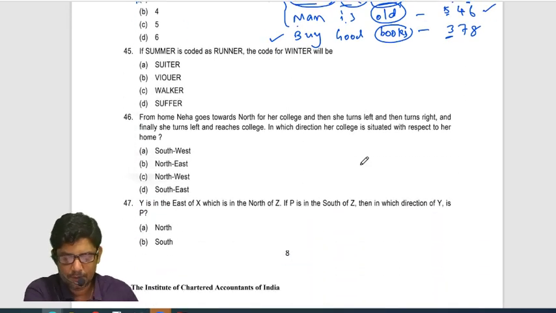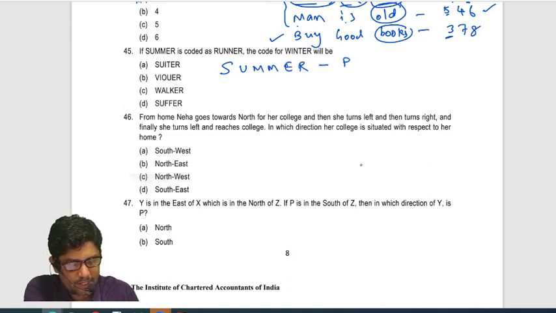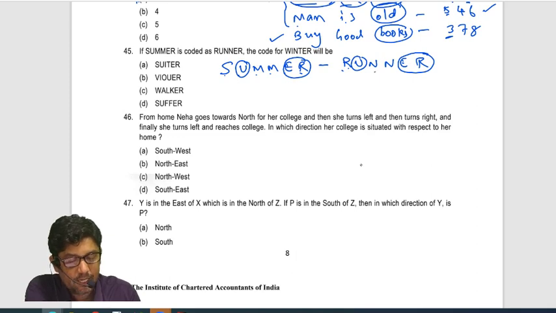Now next one. Summer is coded as runner. Look at this, it's a nice question. Summer is coded as runner. Now, 1, 2, 3, 4, 5, 6 letters. Look at this, my dear. Second letter, no changes. Last 2 letters, no changes. Only the first, third, and fourth letters have a change. So winter is coded as what? Second letter, no changes. Last 2 letters, no changes. And what is the change?